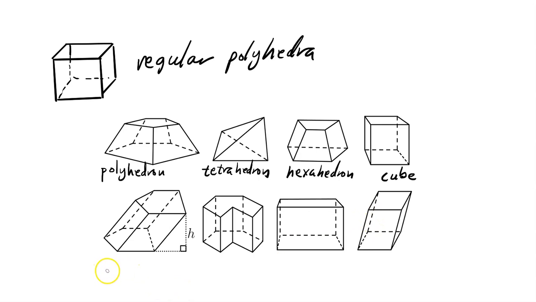Then in this figure here we have something called a prism. So what defines a prism? A prism is a polyhedron where two of the faces are congruent. These two are congruent polygons, or it could be any two, but two of them are congruent. Then it's called a prism. This is a special case of a polyhedron.